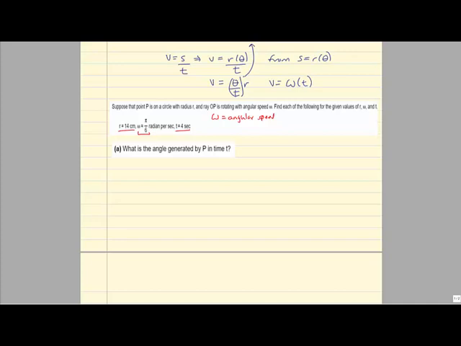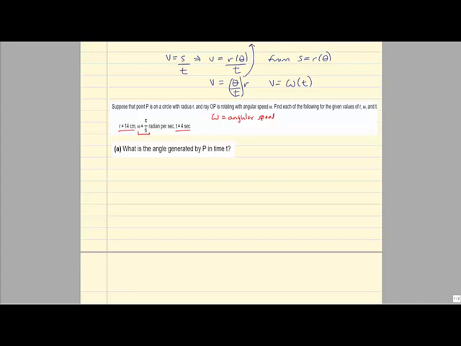For part A, it says, what angle is generated by P in time t. Well, if I want to know the size of the angle generated, I could look at how far the angle is moving. It's moving radians per second, and it's moving for a certain amount of time. With those two pieces of information, I should be able to come up with the angle being generated.